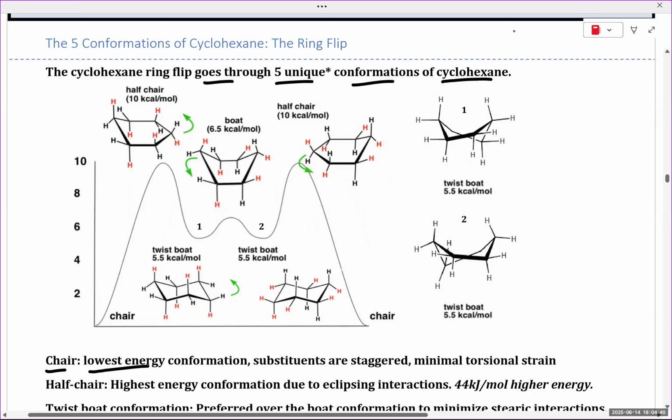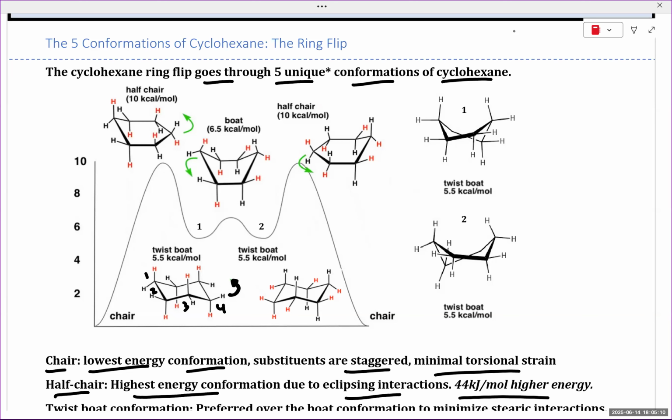The chair is the lowest energy conformation. Substituents are staggered with minimal torsional strain. Now, the first step in a ring flip is you move one of the carbons up or down. Moving carbon 4 up gives the half chair. Now, the half chair is the highest energy conformation due to eclipsing interactions. It's about 44 kilojoules per mole higher in energy, which is about 10 kcal per mole higher in energy.